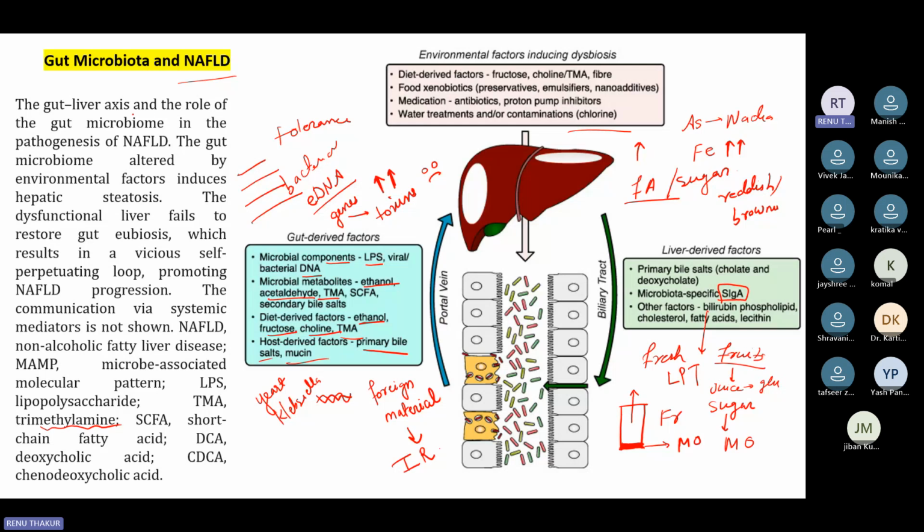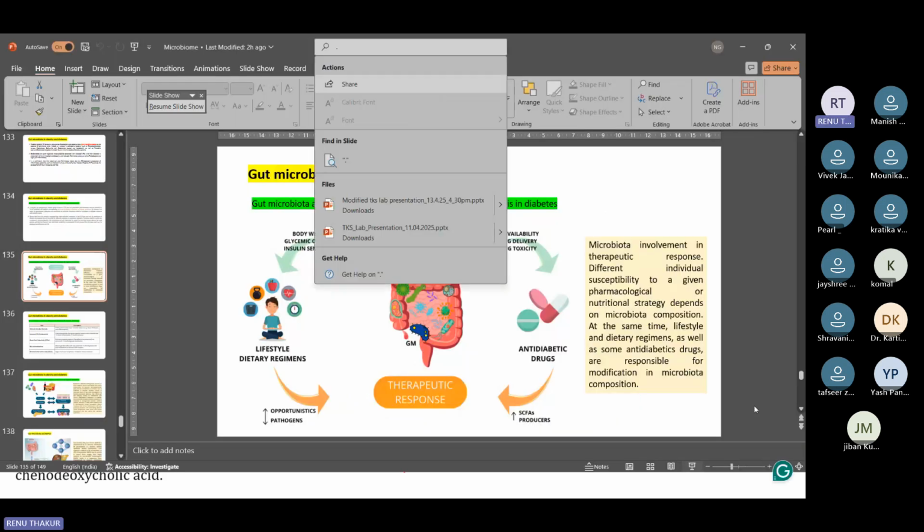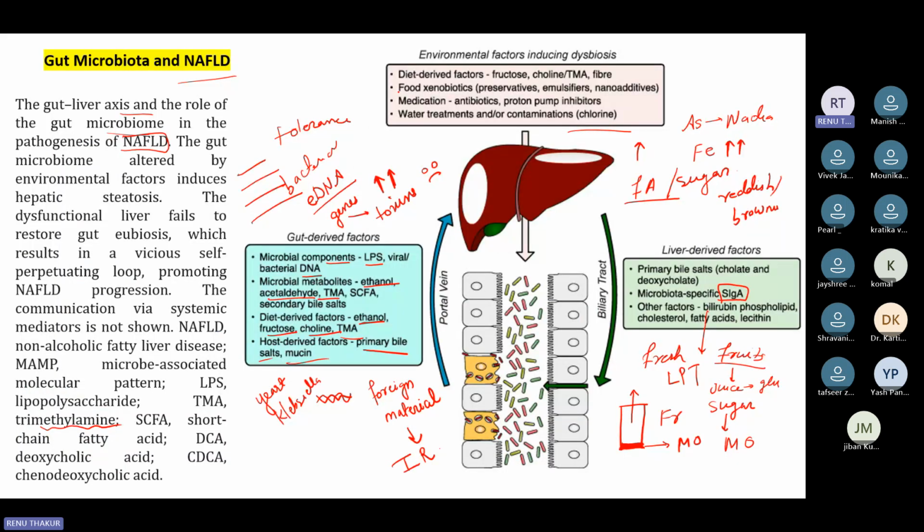So the gut liver axis and the role of gut microbiome in the pathogenesis of NAFLD. Now you can expect different kinds of inflammatory responses in your liver if you are exposed to all these factors mentioned. Like if you are not taking a good diet, if you are always taking food rich in preservatives, coloring agents, food flavoring agents, so you are taking only xenobiotics. If you are taking medication for so long, if you are taking contaminated water, then you are inviting different kinds of disease in your body.